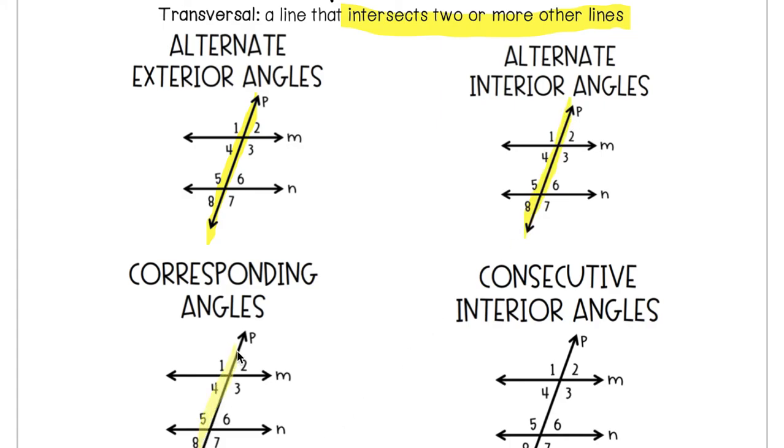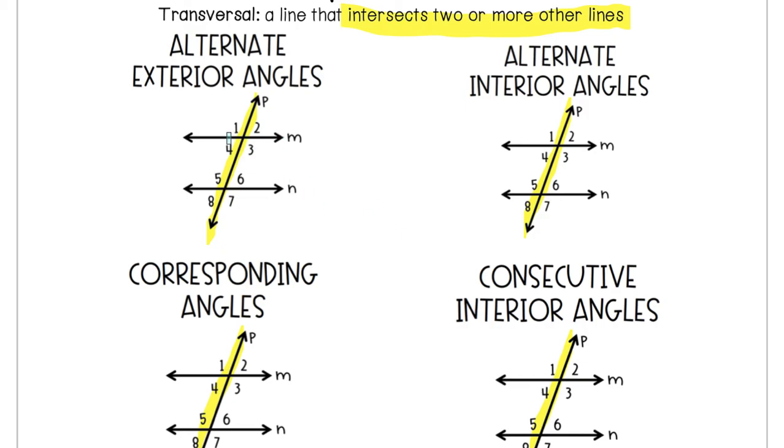When we have two lines that are intersected by another line, that line P that I've just highlighted is going to be the transversal that cuts through line M and line N. When this happens, it creates angles, and because those angles are created through these transversals, we can identify them as special angle pairs.